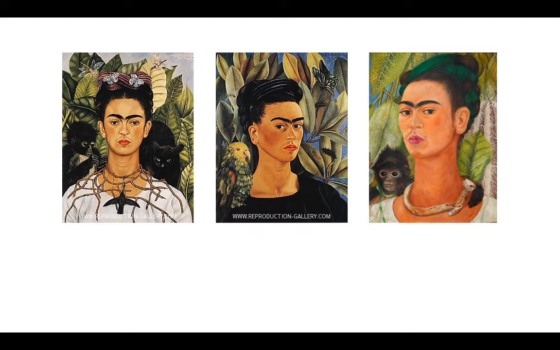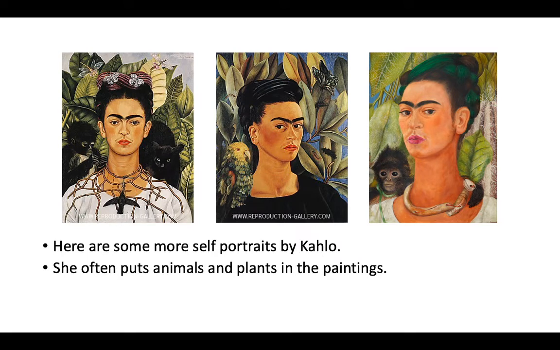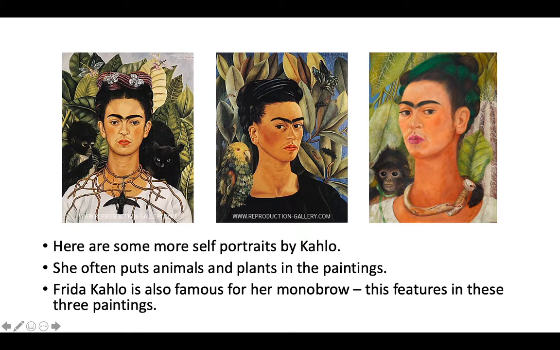Here are some more portraits of Frida Kahlo. As you can tell, they are very detailed and colorful. She often puts animals and plants in the paintings. As you can see, there's a monkey there, a cat there, a bird on her necklace, and a range of plants all over. A parrot here.